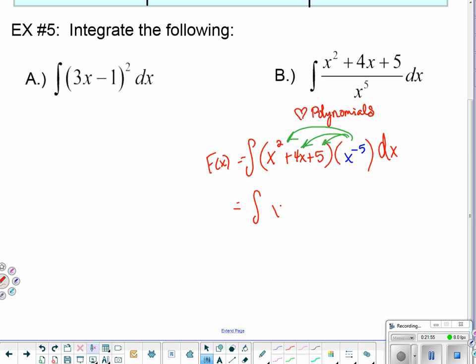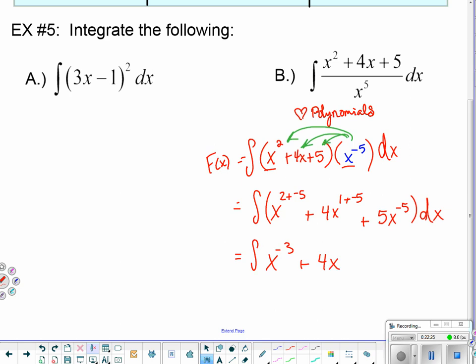That'll give me the integral of x to the 2 plus negative 5, plus 4x to the first plus negative 5, plus 5x to the negative 5 dx. When I have the bases the same and they're multiplying, the base is x, I add up their exponents. So I haven't integrated yet. All I'm working on is simplifying this rational function that we started with. A lot of work beforehand makes the integrating easier. Do the algebra before you start attempting to integrate. All right, I think we're good there.